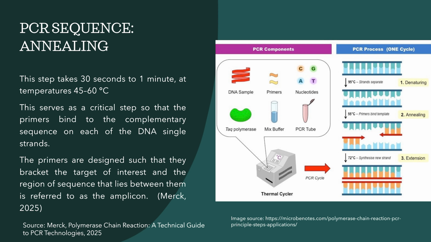Next step is annealing. Here, the temperature is lowered to 45 to 60 degrees Celsius. The temperature is critical and needed for the primers to bind to the complementary sequence on each of the DNA strands. These primers are designed to attach to the target of interest. In this step, the region of sequence that now lies between the two strands is called an amplicon.